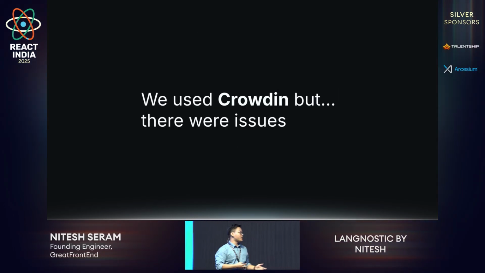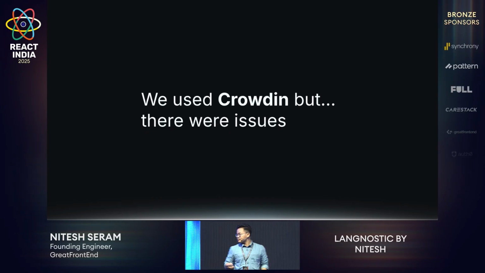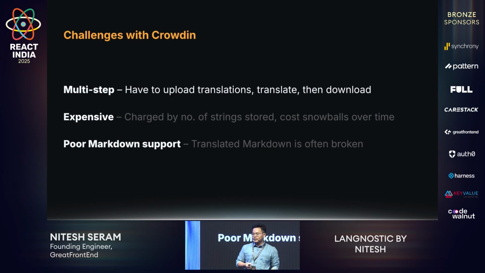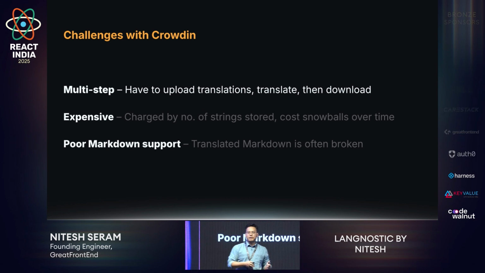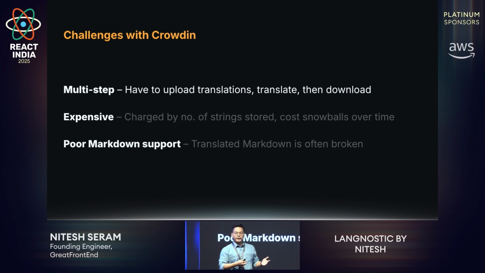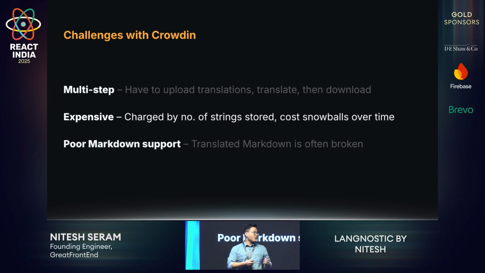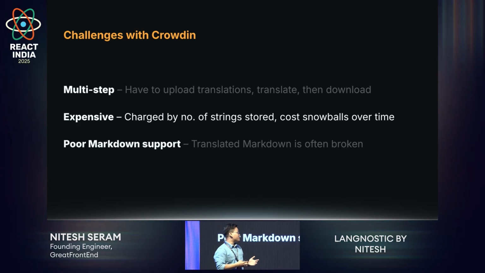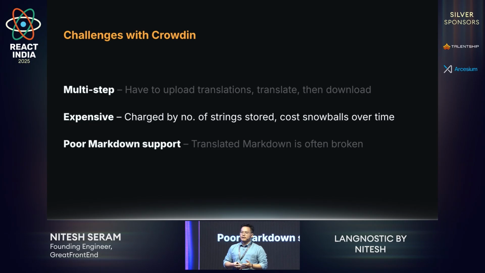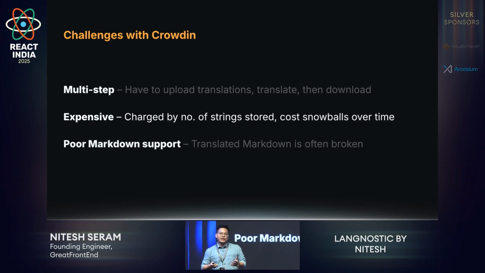But there were a few issues that we were facing with Crowdin. The first problem was that it involves multiple steps. You have to upload. You have to wait for a translation. Then you have to review and approve. Then you have to pull those translated strings back into your repo. The next problem is that it's expensive. It charges you based on the number of strings that you store over time, and not per translation run. The cost will explode over time.